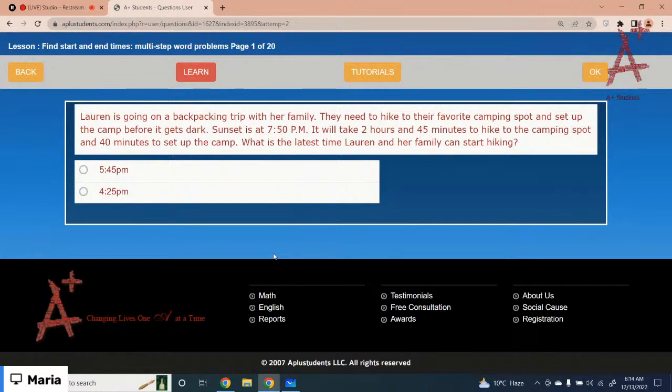Got it? So the sunset is 7:50. That means they must reach before the sunset. Do you have to calculate the total time? You have to find a start time. Got it? Just listen to me carefully for this question.